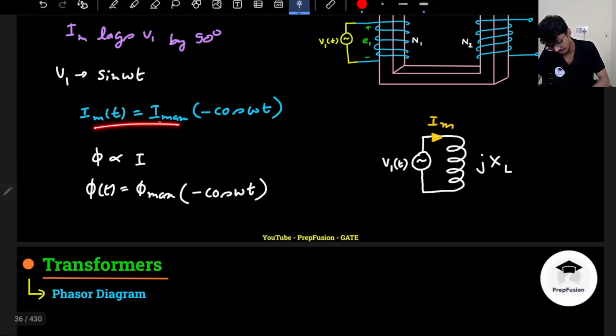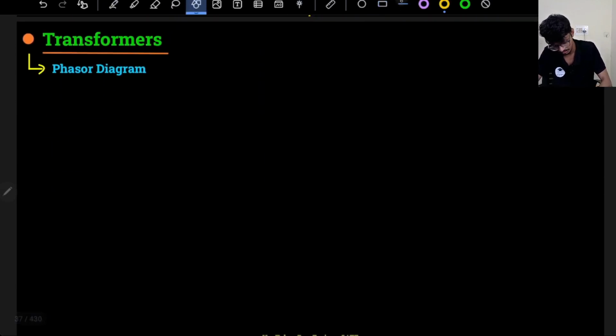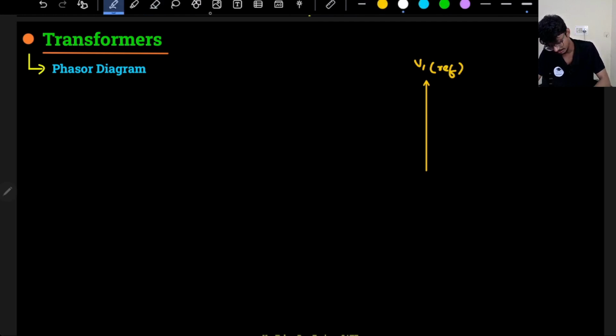Flux will lag if current is lagging, so flux will also lag the voltage by 90 degrees. Let's assume my voltage V1 is here. This is my reference. The magnetizing current Im also will lag here, and the flux also will lag. Let me recolor the flux in a different manner. Flux also lags and the magnetizing current also lags. So both of them lag basically.